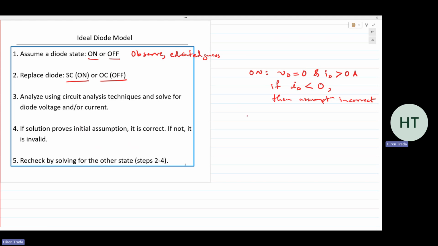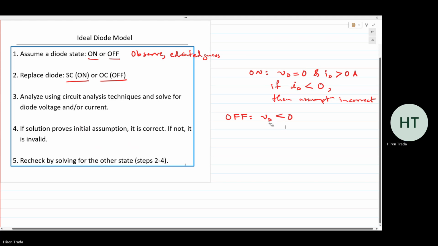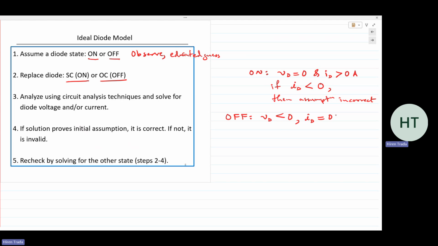If you assume that the diode is off, that follows that the voltage across the diode is either 0 or negative. Okay, so you need to check whether the diode voltage is less than or equal to 0. Actually, it won't be 0. It'll just be less than 0 because it's the ideal diode. So if it's less than 0, negative, then the diode is off. Your assumption is correct. ID must be equal to 0. If it's an open circuit, current cannot flow through. Current's not flowing through, value is 0.